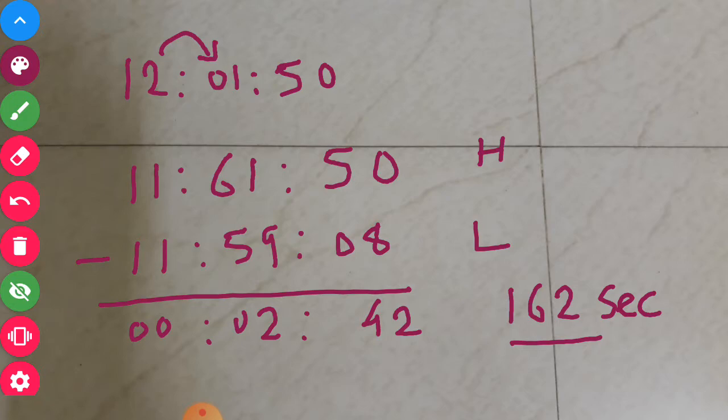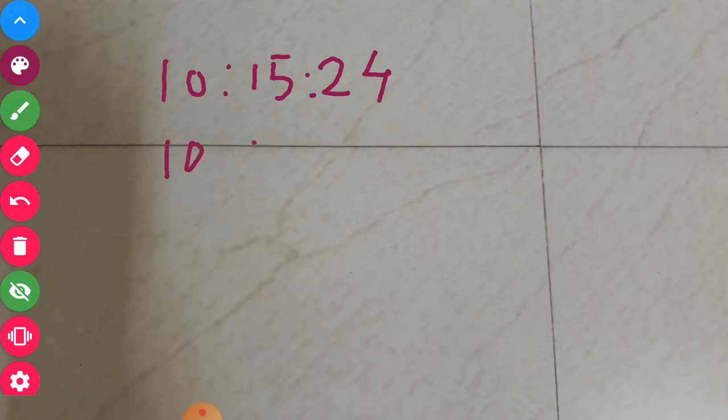Now if you find the range of the highest and lowest reading for the second clock, then the highest reading from your textbook you can take as 10, 15, 24. You see, look into your textbook, okay, and the lowest reading is 10, 14, 53.